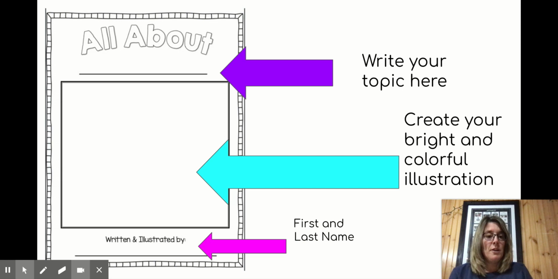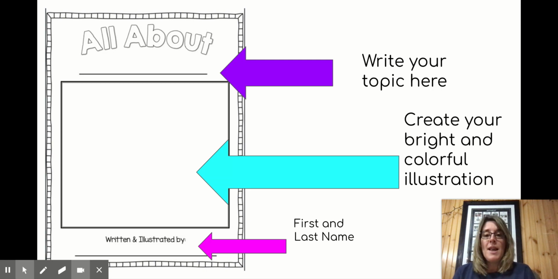So this is what your cover looks like right now. It's blank. It says all about. Well, if you look at my purple arrow, you're going to write your topic in that spot right there. If it's fish, you're going to write fish so that your cool title is now all about fish.